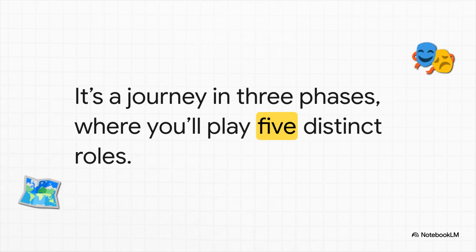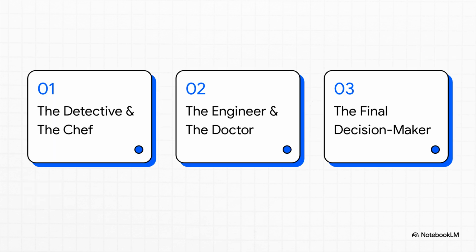The best way to wrap your head around this whole process is to think of it like a journey that happens in 3 distinct phases. And along the way, you're actually going to put on 5 different hats, play 5 different roles. Mastering each of these roles is really the key to building a model that's not just powerful, but one you can actually trust. So here's our game plan.